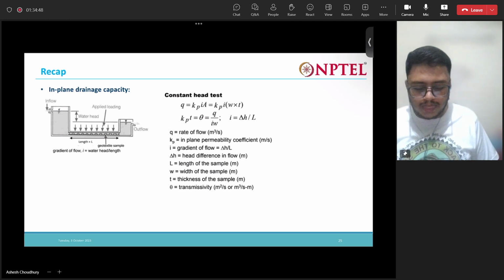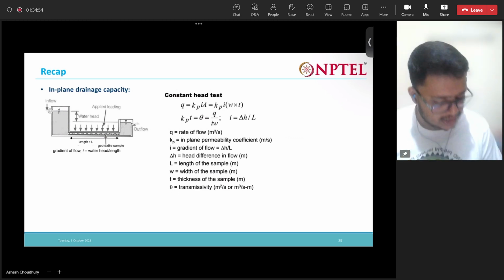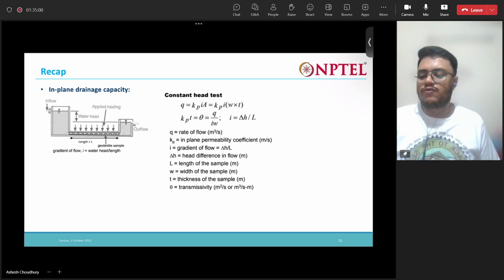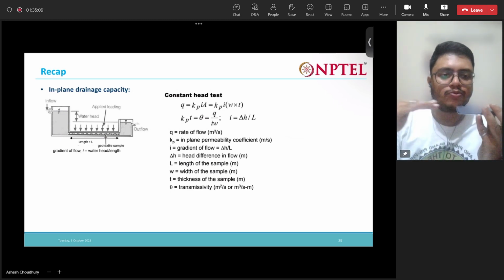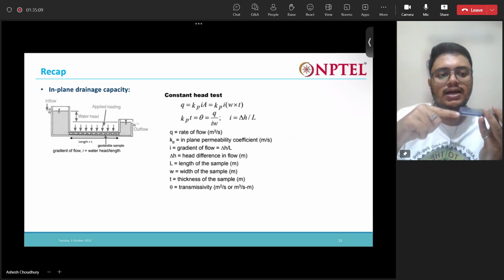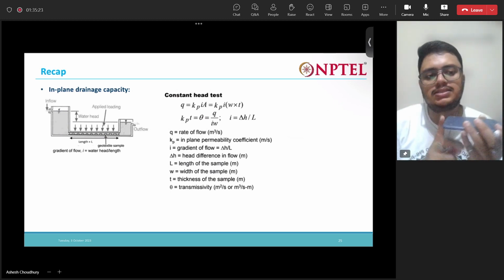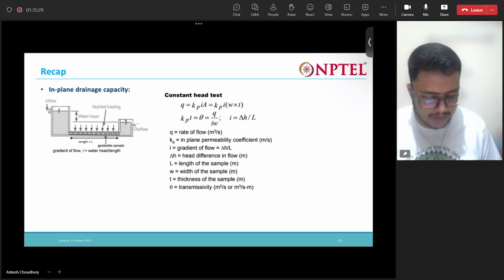Okay. So the flow is equal to kp i A. kp is the in-plane permeability of the geotextile. i is the gradient of flow, A is the area of flow. So what will be the area of flow? Say this is the geotextile. Water is flowing like this, right? So this area is the width times the thickness. In this cross-sectional area, the flow is occurring, right? So width times the thickness. That's why W into t. So kp i W into t.